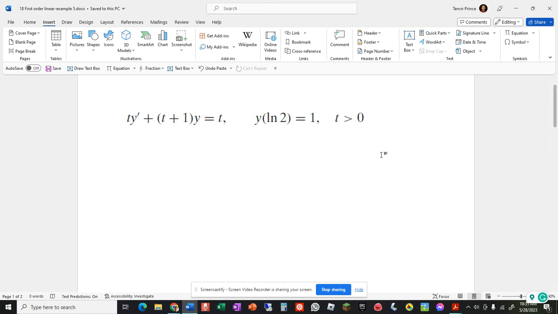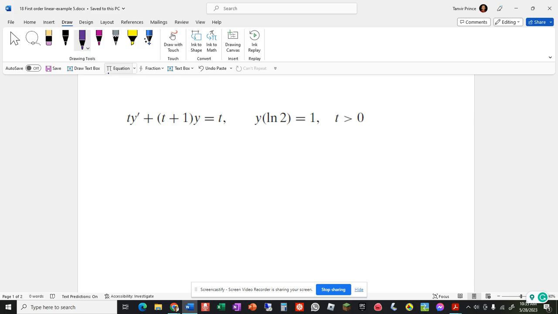Hello, let's look at another example of a first order linear differential equation. And this has an initial condition. So let's proceed. As you can see, this is not in the standard form because the coefficient of y prime is not 1, it's t, right? So you have to divide both sides by t. So let's go ahead and do that.